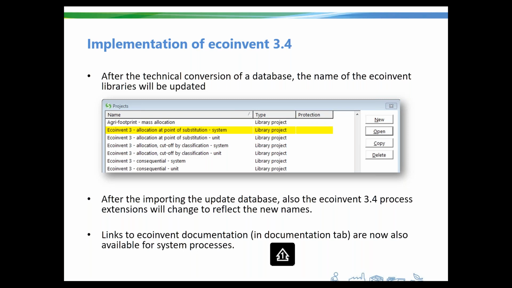The way this will work is that first, when you update the software, there will be a technical conversion of the database, which renames the library. And then after you update your database and you import, the process extension names will change to APOS, U or S, and then cutoff, U or S. And then the last thing is that the links to the Ecoinvent documentation, which I'll show you during the demo, are now available in the system library. Before, the links were only in the unit library, and now they're in both places.